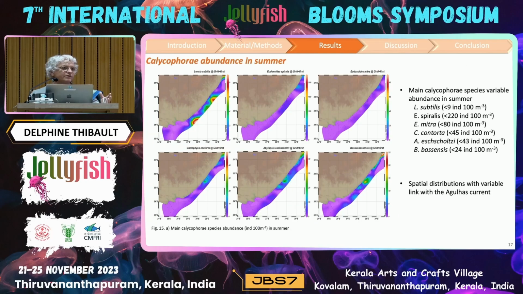If we look only at the summer season at the distribution of the main species, watch for the different scale bars, and we can see that there were some species that were very common but in low abundance, like Lensia subtilis, but others like Eudoxoides spiralis were reaching 220 individuals per 100 cubic meters. And we can see that the distribution is more towards the warm water for most of them than towards the shore, like Muggiaea. So there's a very dichotomic distribution between Muggiaea on one side and the other species.